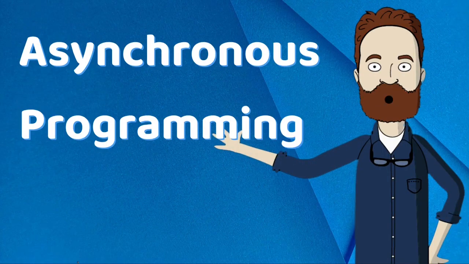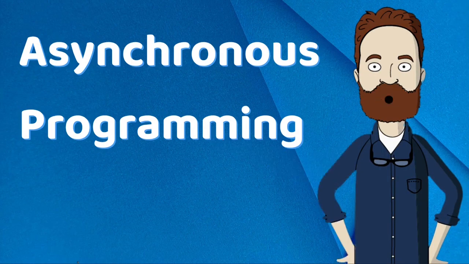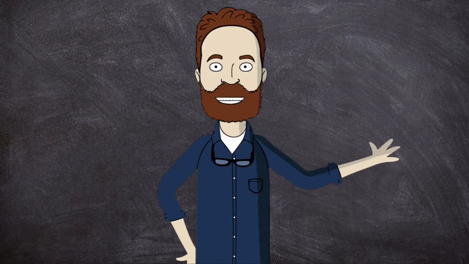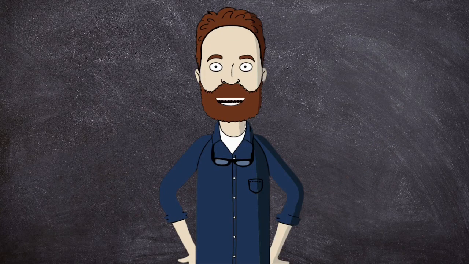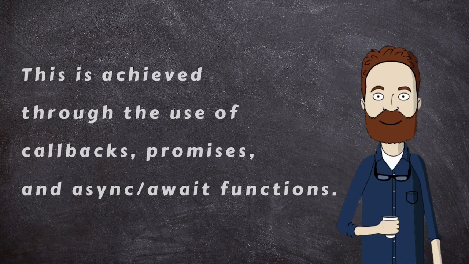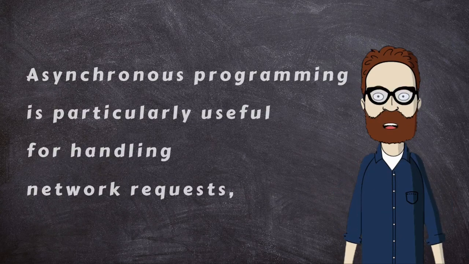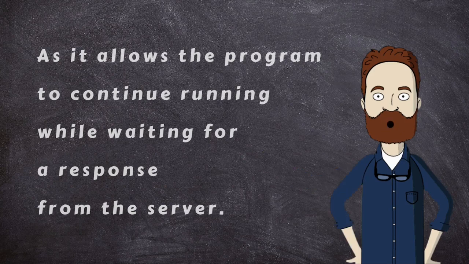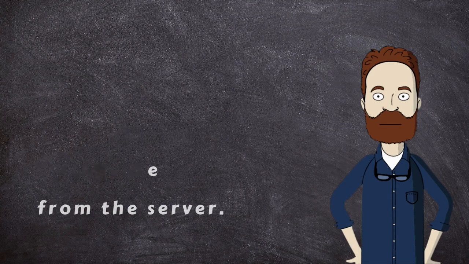Now I will explain you another feature of JavaScript, known as asynchronous programming. JavaScript supports asynchronous programming, which means that it can handle multiple tasks simultaneously. This is achieved through the use of callbacks, promises, and async await functions. Asynchronous programming is particularly useful for handling network requests, as it allows the program to continue running while waiting for a response from the server.